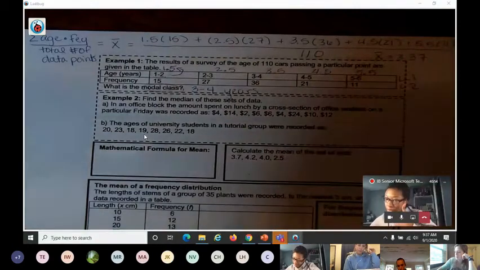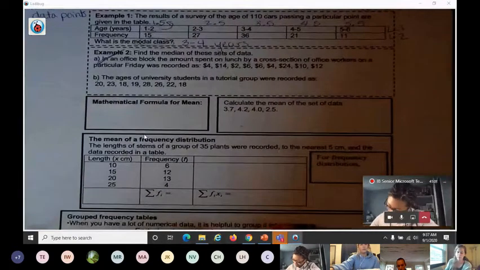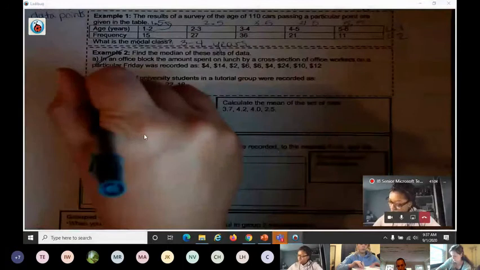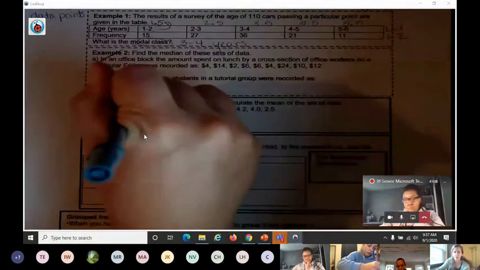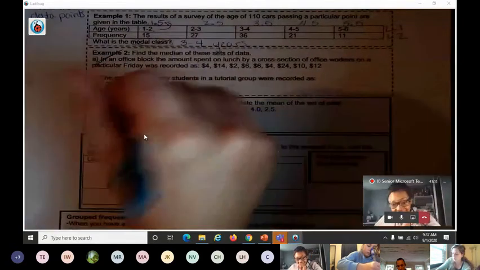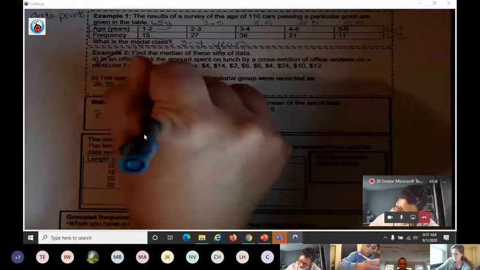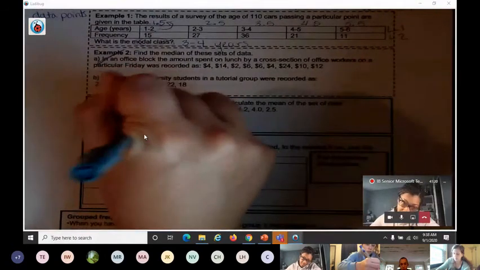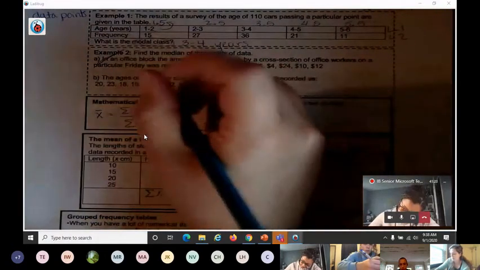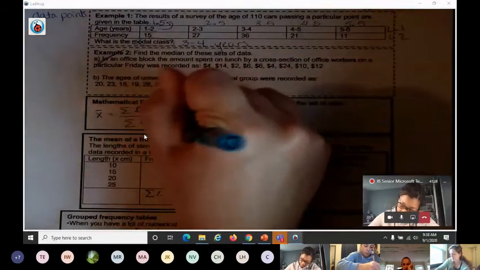Okay. We are going to skip example 2 because of time. So we're going to write out our mathematical formula for mean. It's going to be the sum, and we kind of wrote this out already for example 1. It's the sum of each of the values, so the f values times x, all divided by the sum of f. And the sum of f is just the total number of data points.